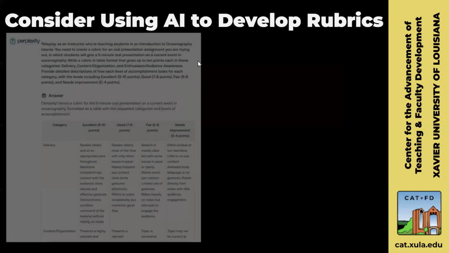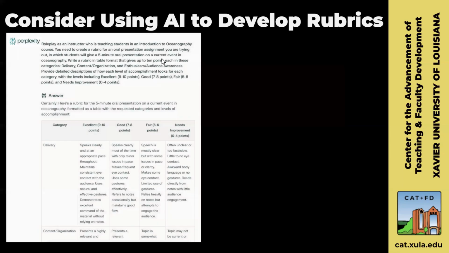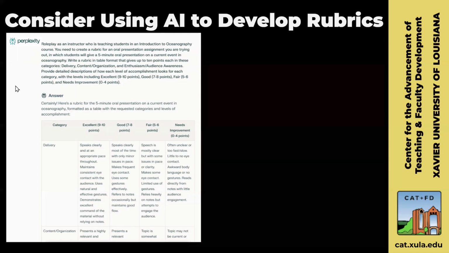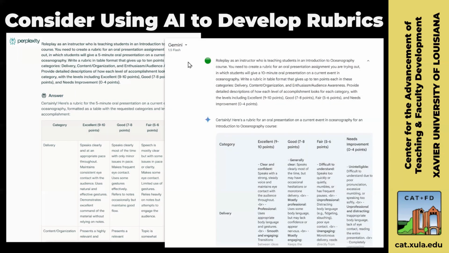If you haven't used AI to help you develop your rubrics, you can consider using AI to do that. And this is an example of both Perplexity as well as Gemini. These prompts are exactly the same, but consider using AI to help you develop your rubrics.